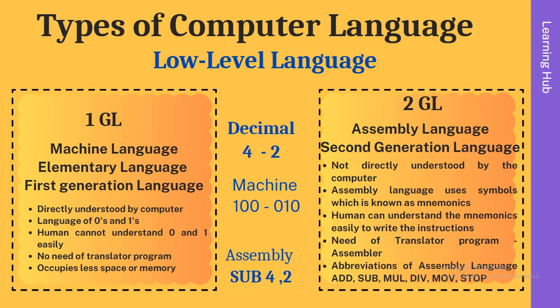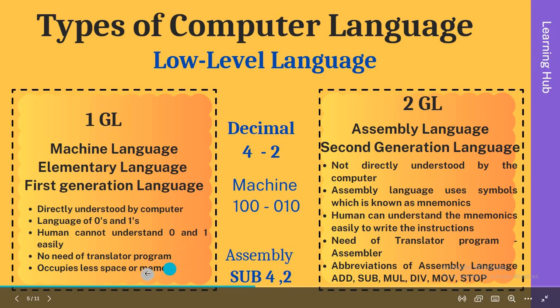Because a computer, a machine, can directly understand a 1GL, there is no need of a translator program. It occupies less memory and space. We can't convert an English language to low level language.